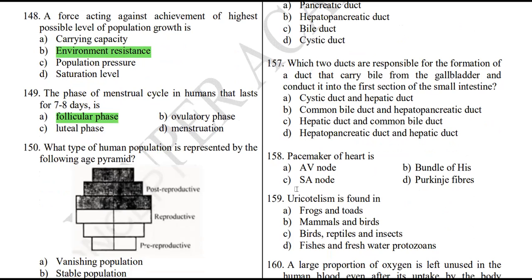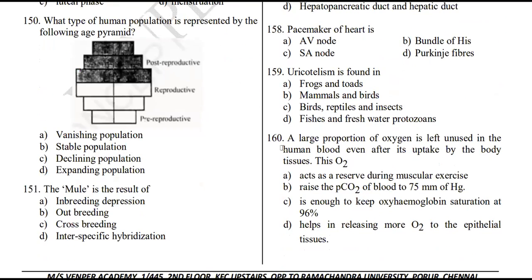And then what type of human population is represented by the following age pyramids? You can see the post-reproductive group, meaning old people, is larger here, the adult group is smaller, not even there, and babies are fewer, which means these people will die. So what happened to the next generation? There will not be generations at all. So it's going to be a declining population. The population actually declines.